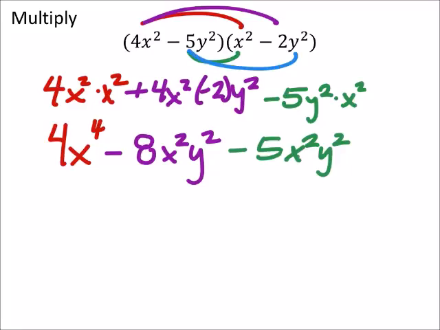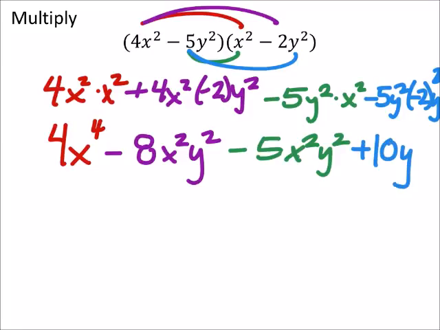But now we got a negative 5y squared times negative 2y squared. Well, hopefully that's okay. That gives us negative 5 times negative 2, which is a positive 10. And I've got y's, these two and these two, so 4 of those.